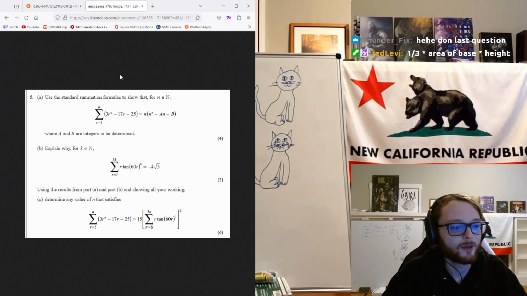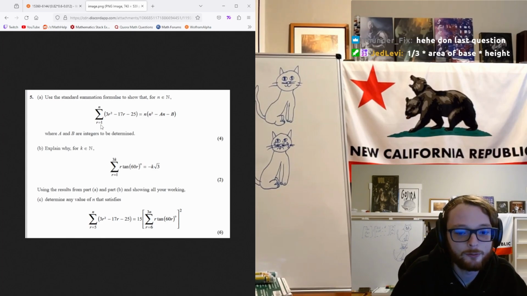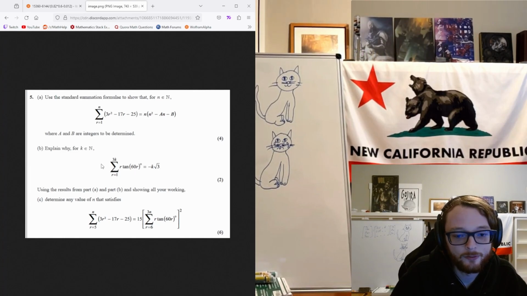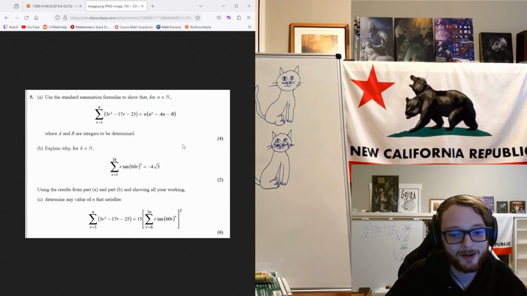One third area base times height. Oh, does that formula work? Okay. So Thunder's asking about part B. How do you do it? Explain why for k belonging to the natural numbers, the sum from r equals 1 to 3k of r times tangent of 60r degrees is equal to minus k root 3, using the results from part A. Oh, sorry, that's for part C.